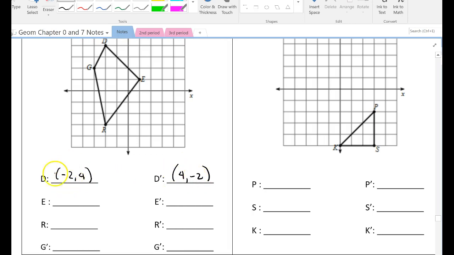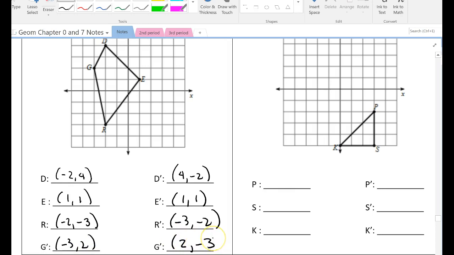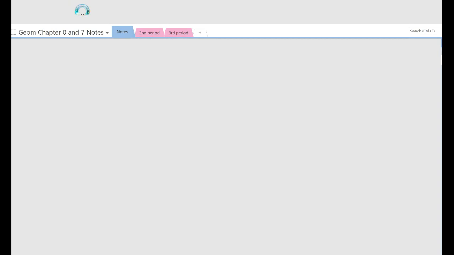The negative 2 here is still a negative 2 over there. All right, so then E we have 1, 1. So when we switch that, it's going to stay the same, 1, 1. And then R is -2, -3. So we'll switch those to get -3, -2 for R prime. And then our last value here is G, so that's -3, +2. Flip-flop those to reflect over y equals x, so we get 2, -3. Alright, so let's go ahead and graph those.